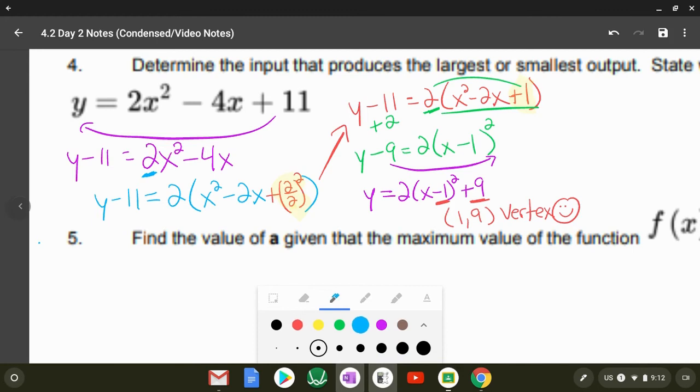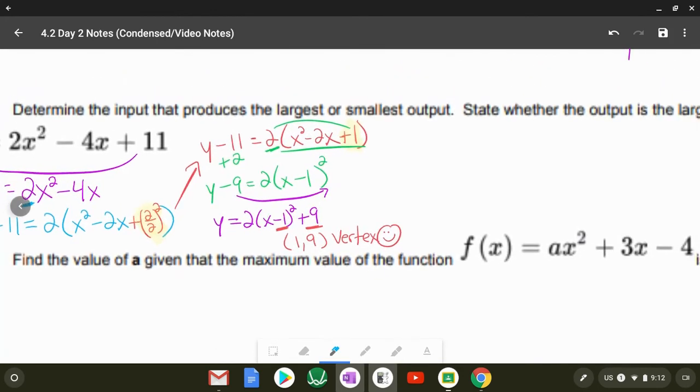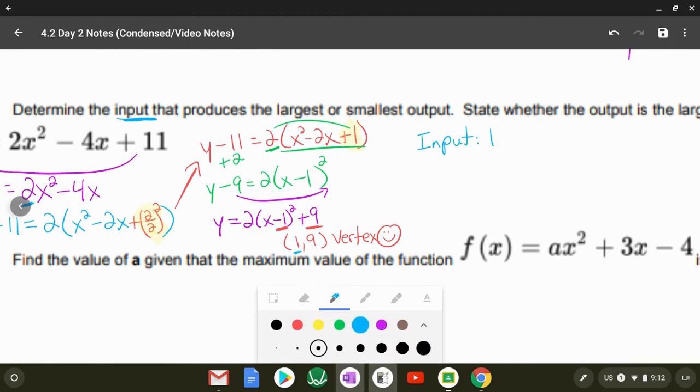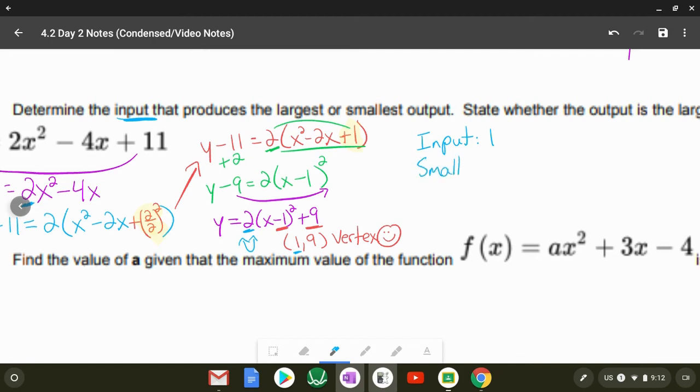Now to answer the question, it's asking to determine the input that produces the largest or smallest output. Well, we know input is your x value. So the input is 1. That will produce the largest or smallest. How do we know if it's the largest or smallest? Well, if we can just visualize this graph here, with the A value being a positive 2, it's got to open upward. So the input of 1 is going to give you the smallest output being 9, because y is your output.